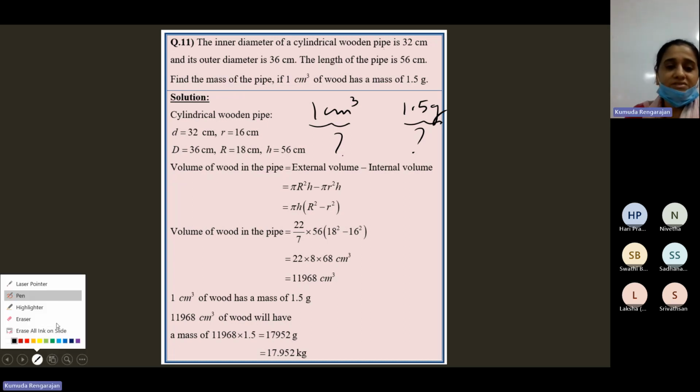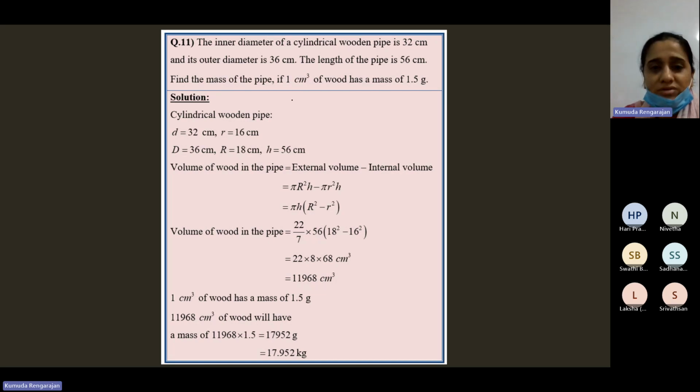So it's easy to understand that we have to find the volume, because they have given you that 1 centimeter cube of wood has a mass of 1.5 grams. So you should find how much centimeter cube is there in this wooden pipe. That means we have to find the volume.